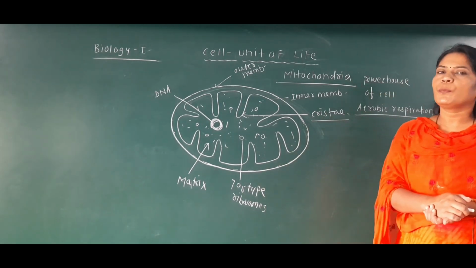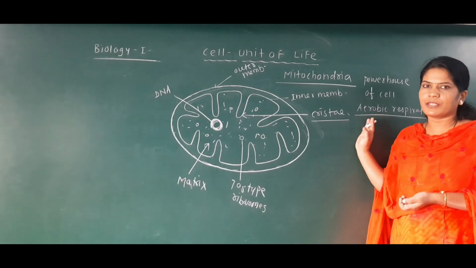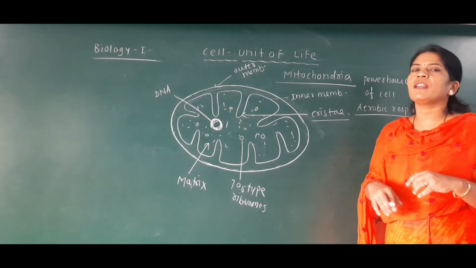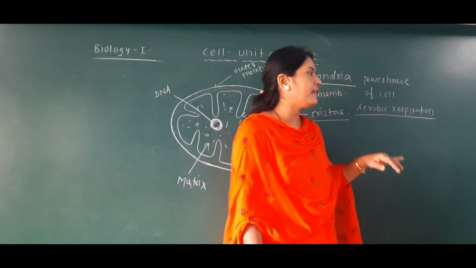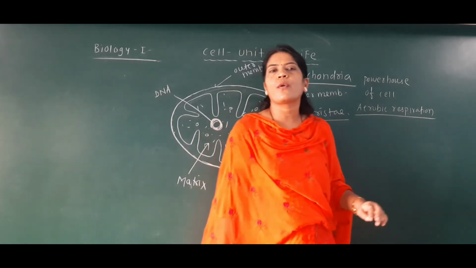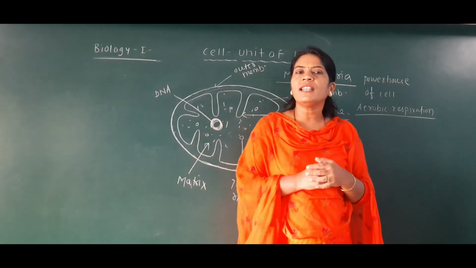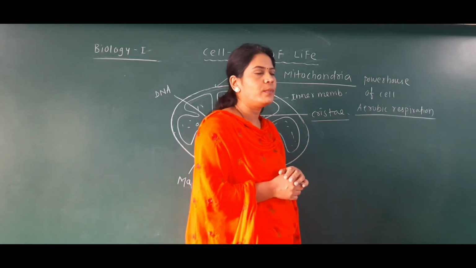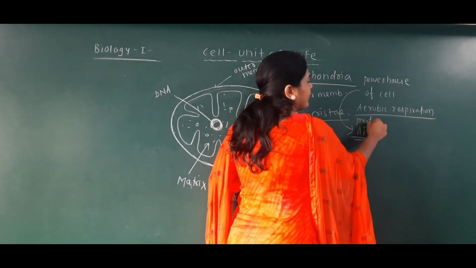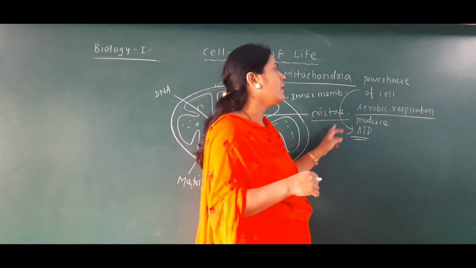Respiration is of two types, aerobic and anaerobic. When oxygen is required for respiration, it is called aerobic respiration, and when oxygen is not required, it is called anaerobic respiration. So when the respiration process is carried out with the help of oxygen, that respiration is called aerobic respiration. In the presence of aerobic respiration, this mitochondria produces ATP, and that's why it is called the powerhouse of the cell. Mitochondria produces ATP, that's why it is called the powerhouse of the cell.